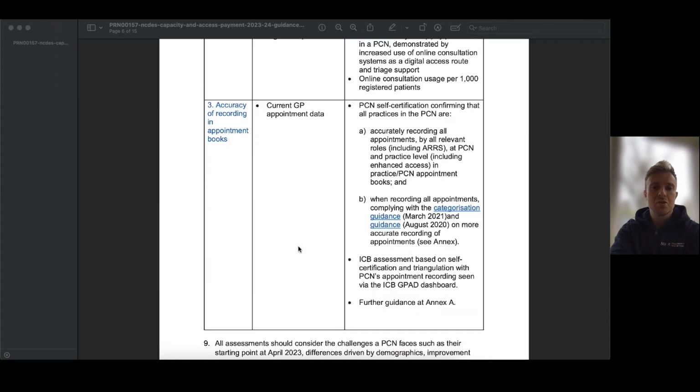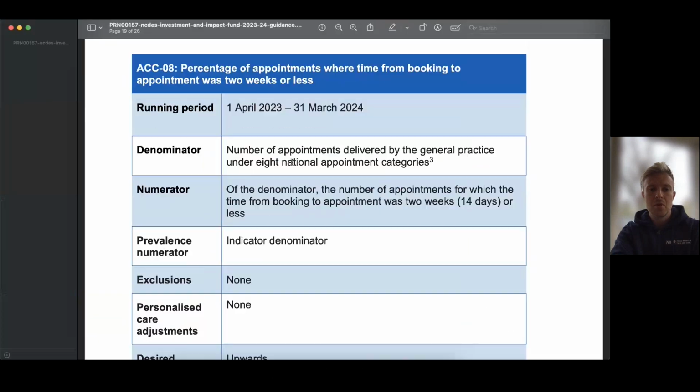Point 3 shows that they want to increase accuracy of recording appointments in the appointment book. They've specifically listed certain slot types that they'd like to look at, and that's more involved in the IIF element of the contract. But we know that by using eConsult, we can represent our work more clearly in the appointment book.